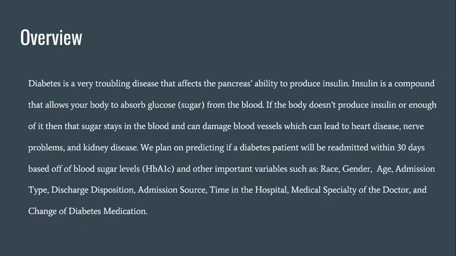So to start, what is diabetes? Diabetes is a troubling disease that affects the pancreas' ability to produce insulin. Insulin is basically a compound that allows your body to absorb glucose or sugar from the blood. So that basically means that if it doesn't produce enough insulin and sugar stays in the blood, it can damage the blood vessels, which can lead to heart disease, nerve problems, and kidney disease.